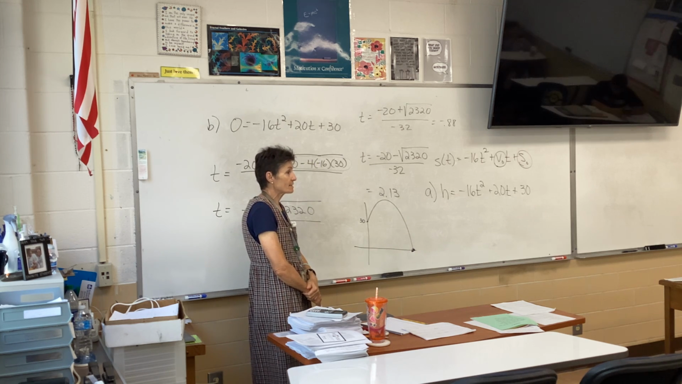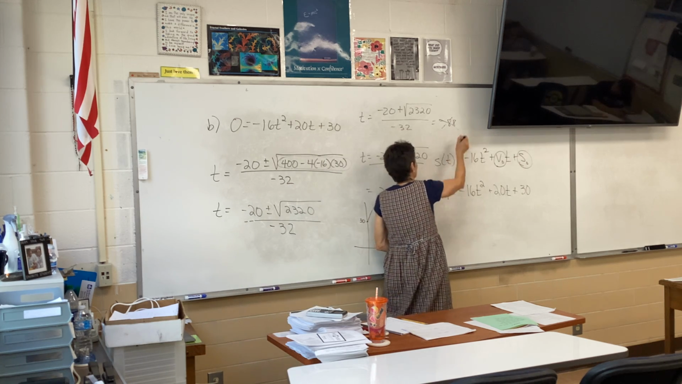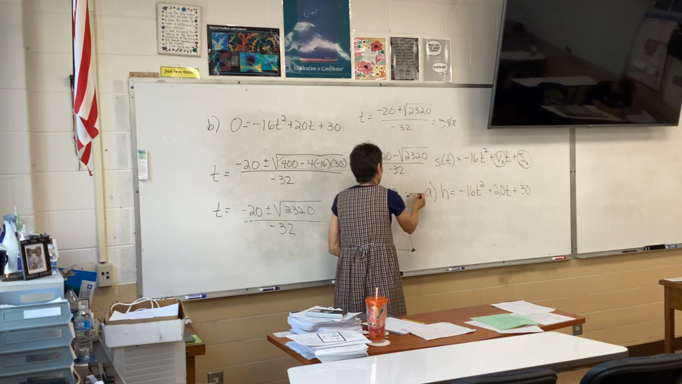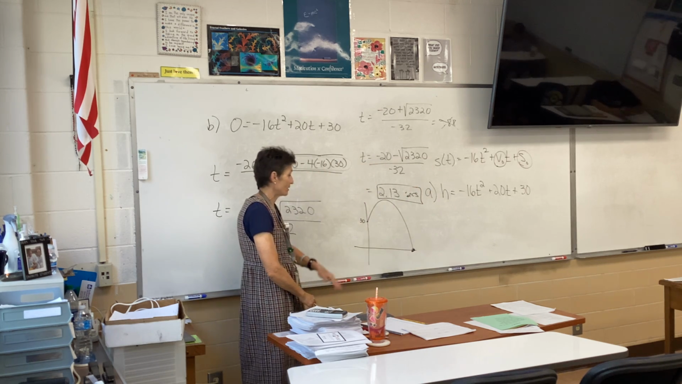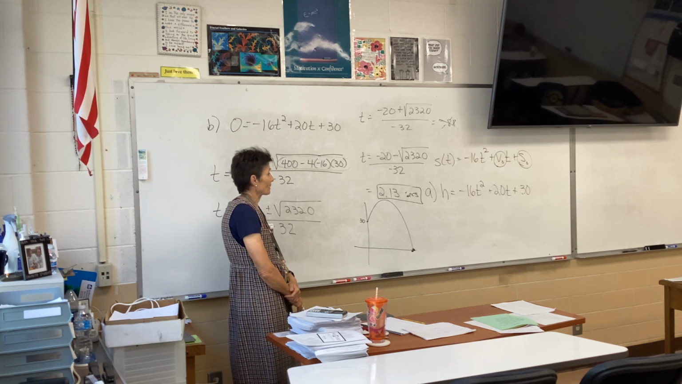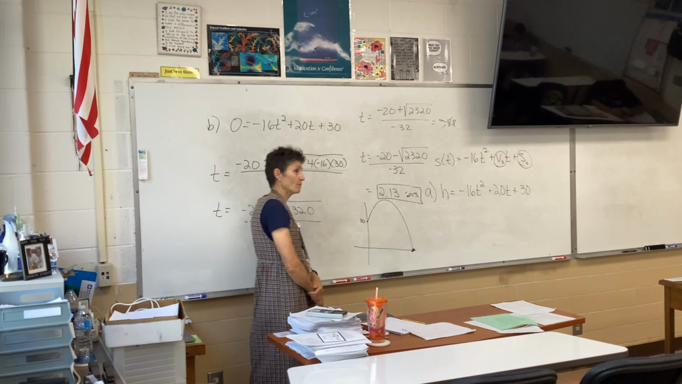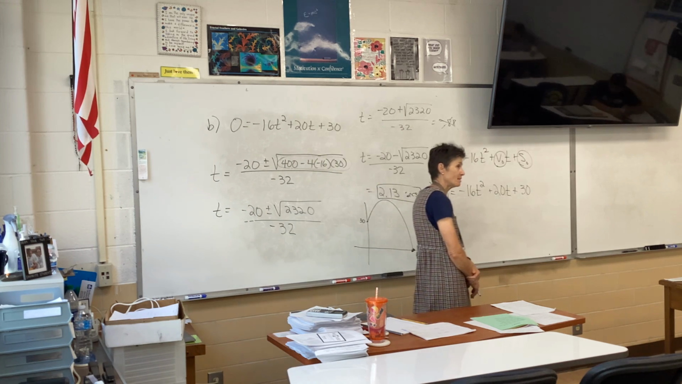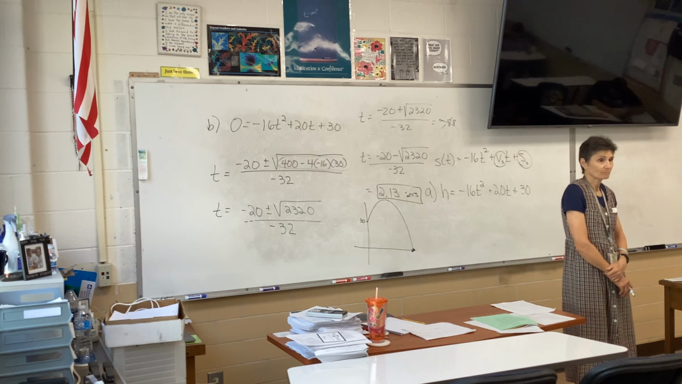2.13. It is a time. Time can't be negative, right? So we're going to throw that one out. And the answer is 2.13 seconds. You do not need to draw a picture. I was hoping that would help you see what's going on. When is the ball on the ground? Let H be 0. Height is 0 if the ball is on the ground.